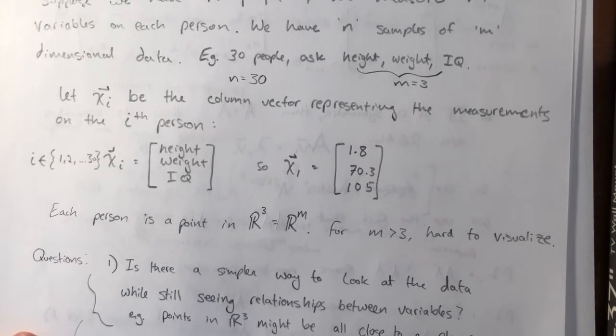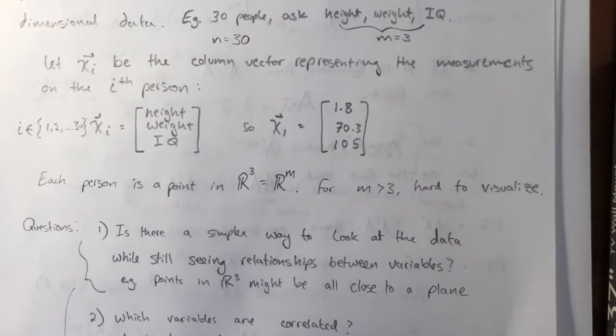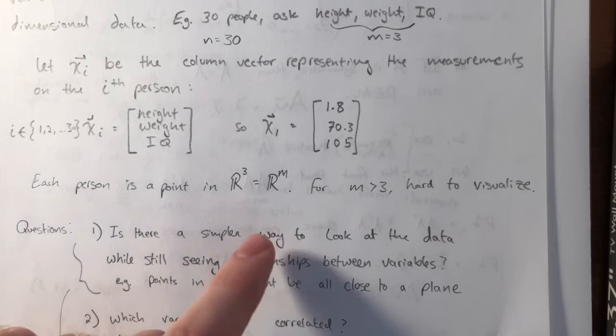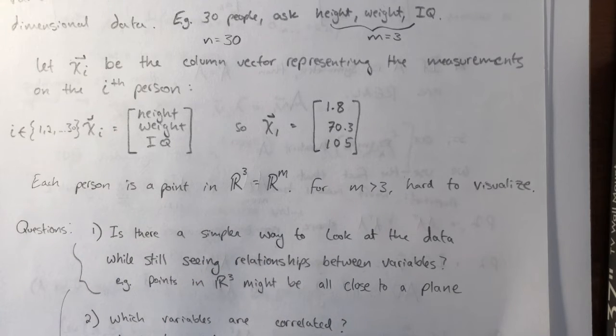So each person is a point in R3. In general, it will be Rm, where m is the number of variables you have. With three variables, we could plot this in three dimensions and see how all the variables correlate with each other. But for m greater than 3, you can't really plot that. Maybe you could use color for a fourth variable, or size, but even that gets tricky.